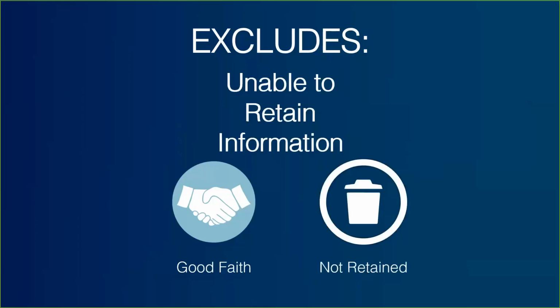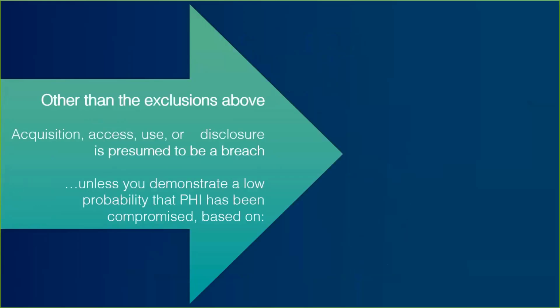So we're down to these 3 exclusions, the permitted uses, and if it's not one of those, it's probably a breach. So if you have acquisition, access, use, or disclosure, and it's not one of those things, it is presumed to be a breach unless you can demonstrate a low probability that that PHI has been compromised. So innocent till proven guilty is not the case here. So let's say that you're in this situation and you need to show that there is a low probability the PHI has been compromised. You've got 4 potential legs to stand on.